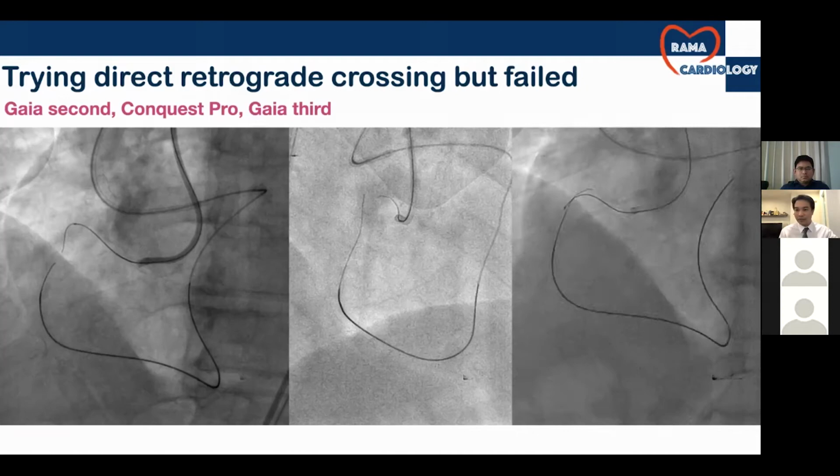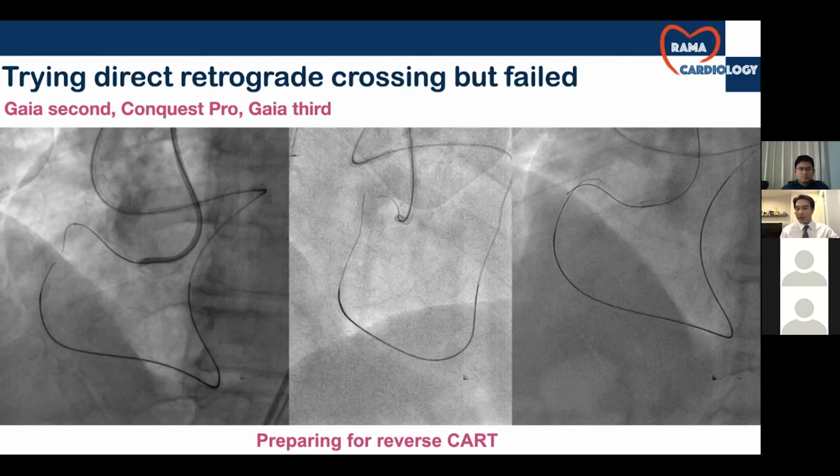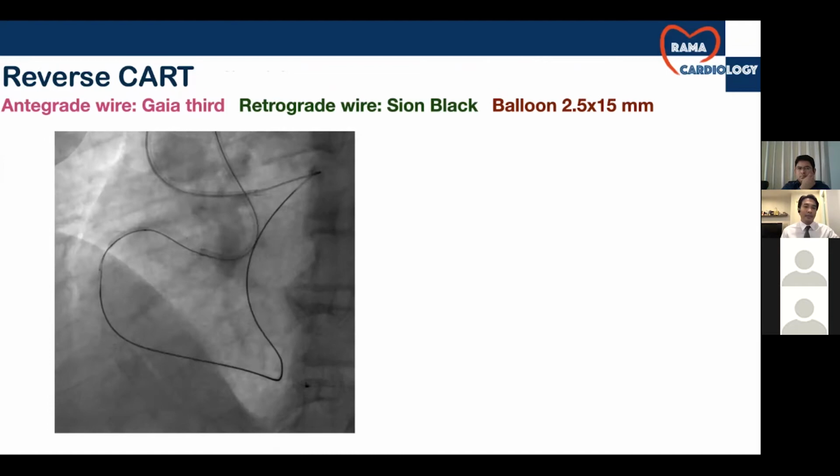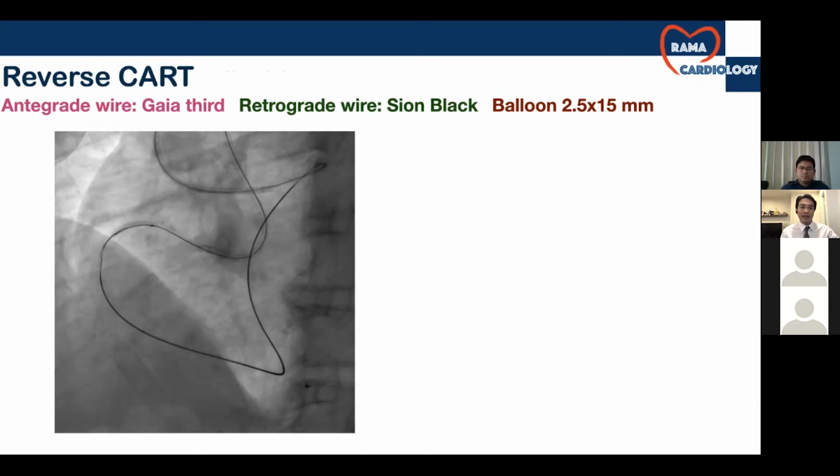So I prefer the liver card because the wire crossing is over here. I do the rotational imaging and you can see the wire crossing around here. So I do the liver card technique by using the wire in the anticoagulant wire and the Xiong back at the retrograde wire.